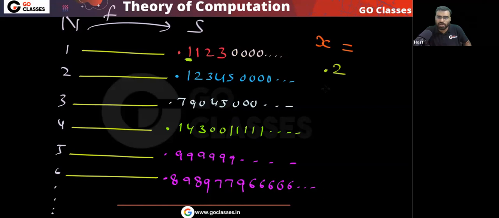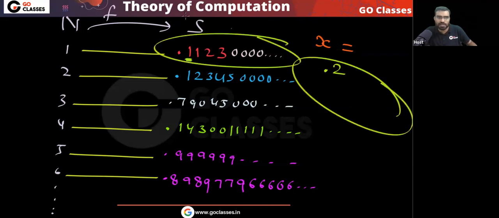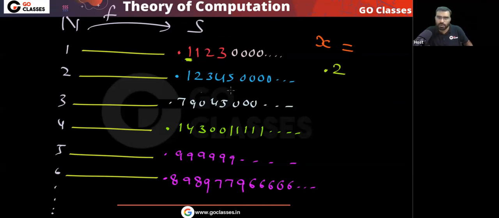See, this is not hard. I am putting 2. This is 1, so I am putting 2, so that this X is different from this number. That is the reason. Now, what will be the second digit of my X? This is 2, so let's put 3. Just add +1.